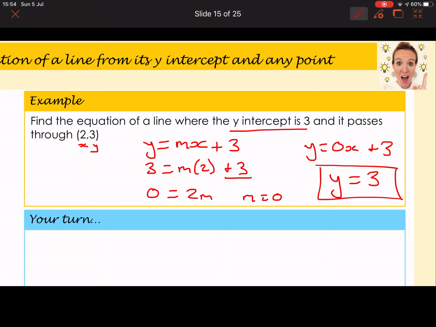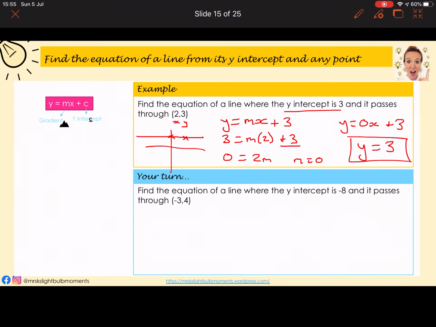Okay, so that is actually a horizontal line going through the y-axis at 3. And if you look back at the question, it makes sense. If your y-intercept is 3, so you know that on your graph it goes through the y-axis at 3, and then it also goes through the point 2, 3, then it's just going in a straight line that way. Right, you have a go at this next question. So remember, plug in what you know, plug in that pair of values and see what comes out.